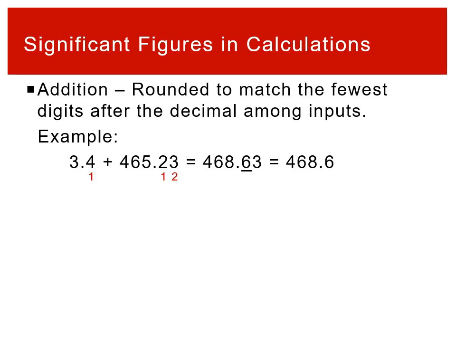For addition and subtraction, our rule is going to be slightly different. We round to match the fewest digits after the decimal among all the numbers we're adding together. So for example, 3.4 plus 465.23, we start at the decimal point, and that's where we count. So I have 1 right there, I have 2 right there. The 468.63 is the calculator answer, but we only want to match just the 1 digit after the decimal point. So we count our inputs after the decimal point, and we round based on after the decimal point. So the correct answer would be 468.6.